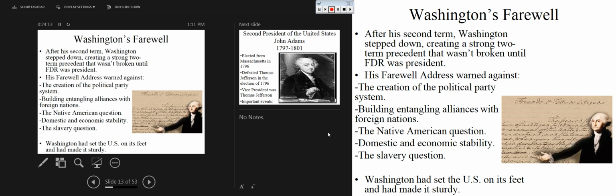And then the slavery question, right? How does a democratic republic founded on the principle that all men are created equal, how does the slave system continue? And this is also a bit hypocritical and ironic, considering Washington and his wife were slave owners. Much of their slaves are going to be emancipated upon their deaths. Washington set the United States on its feet and made it quite sturdy.